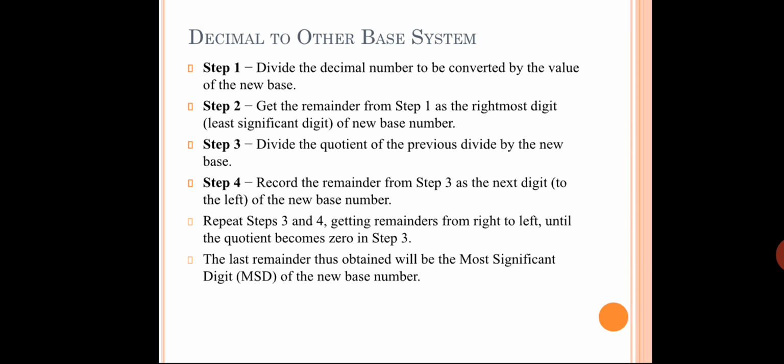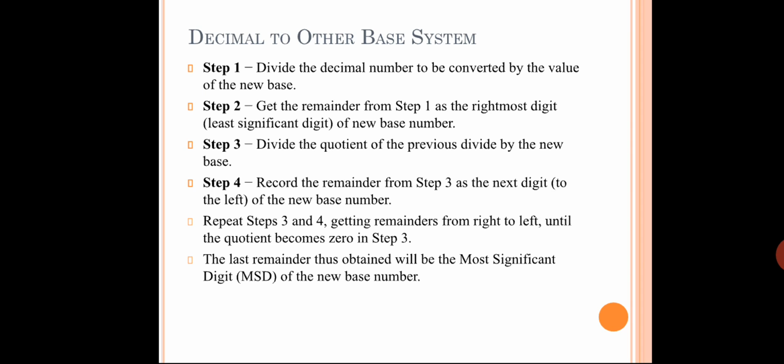The third one is to divide the quotient of the previous division by the new base. Whatever quotient you get, you have to divide the same quotient by the same number. It is very easy to explain, but you will get it while practicing. I will give the example also. In the next slide I have put up one picture, so that you can see how to divide and get the binary number. The fourth one is to record the remainder from step 3 as the next digit of the new base number. You have to take it.